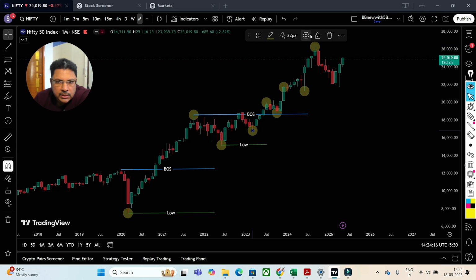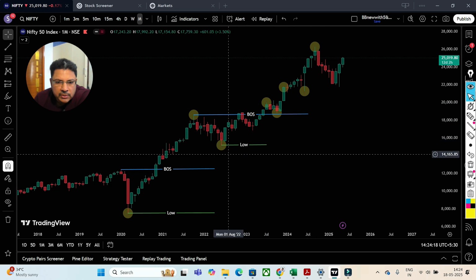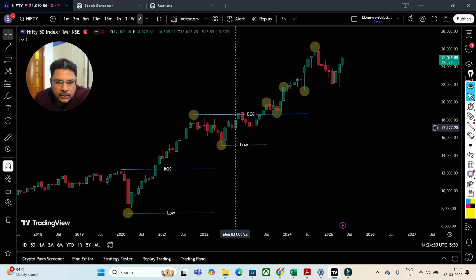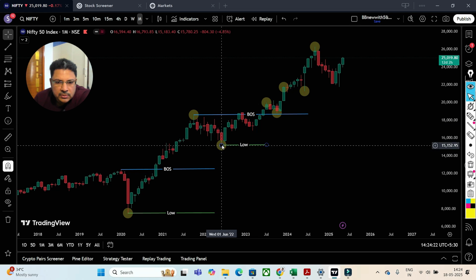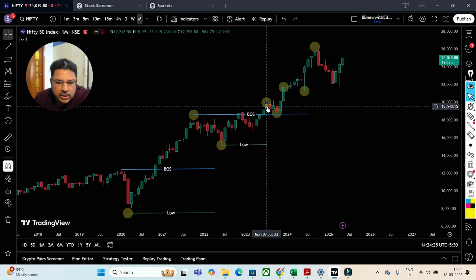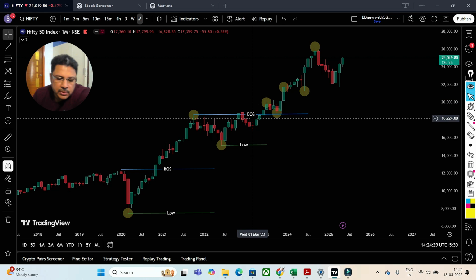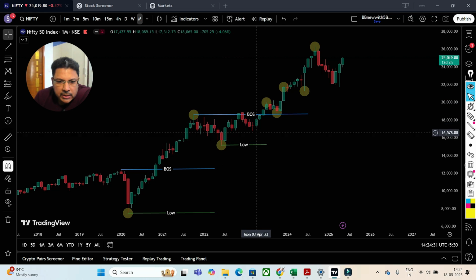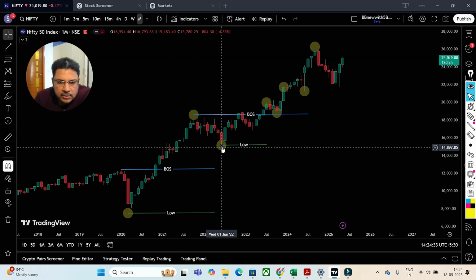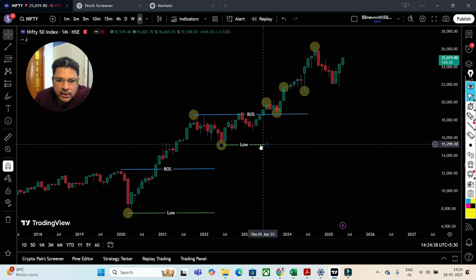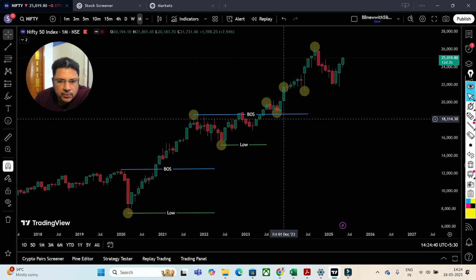So we'll delete this point. This point is not relevant for us because this low, from this point, led to the break of the structure here. This was a rejection and then it went up. Most of the people make this mistake of marking this as a low. So don't mark that. Mark this as the low point. So now this is your low point. Why this point is important, I'll tell you forward.